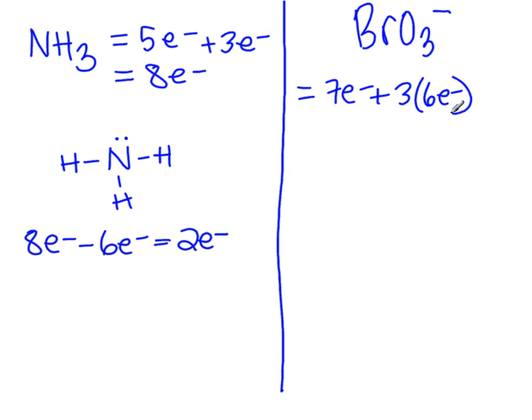But if you're dealing with an ion, that also affects the number of electrons. Here my ion has a negative charge, which means it has 1 more electron in it. If I had a positive charge here, I would take away electrons. So make sure you check that. Now when I add all of this up, I should get 26 electrons.